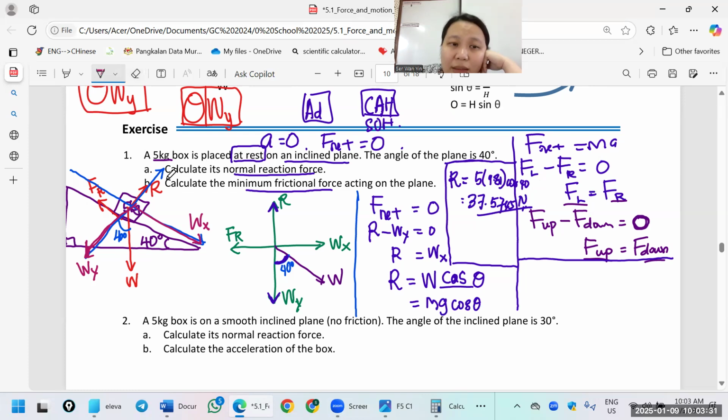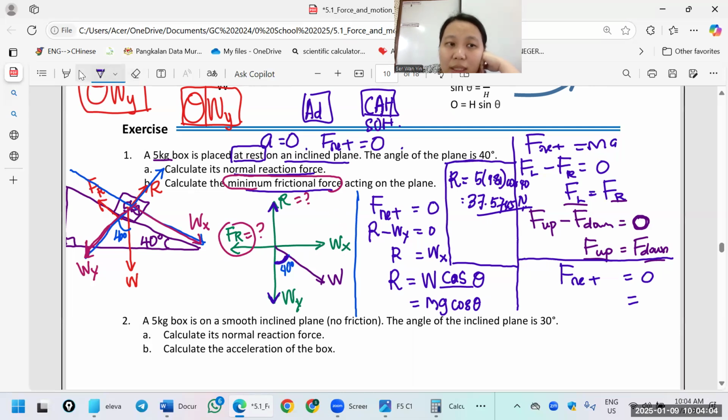Then now look at this. Calculate the minimum frictional force so that it can be stopped. So minimum means just say that FR equals to how many. So just now it's vertical, right? Now we find horizontal. Same thing actually. Net force is 0. Net force now would be the horizontal one.